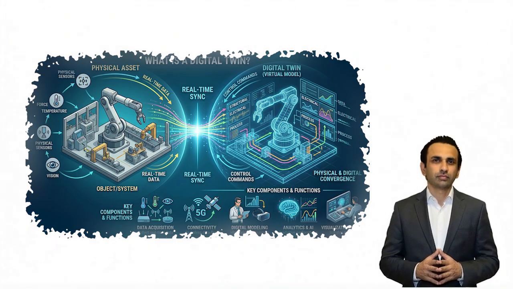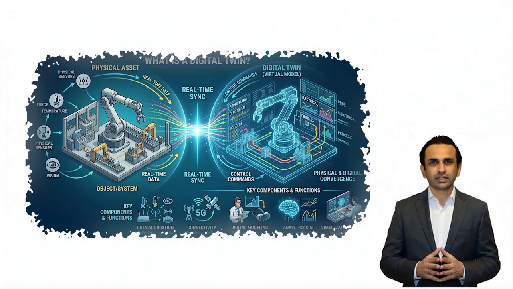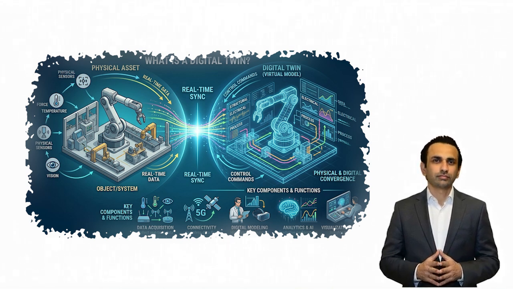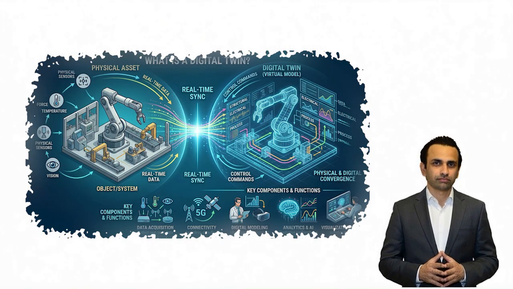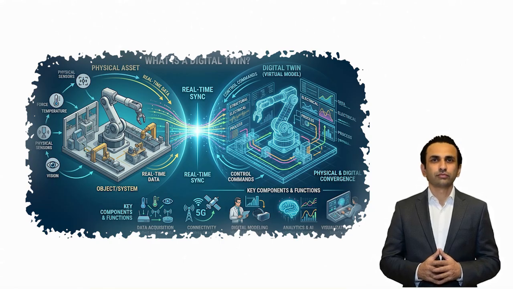What makes a digital twin powerful is continuous synchronization between the physical and digital worlds, and that synchronization happens through layers. Think of a digital twin like a human body. Sensors are the senses, data is the nervous system, intelligence is the brain, visualization is how we communicate, actions are how we move. Now let's break those layers down one by one.